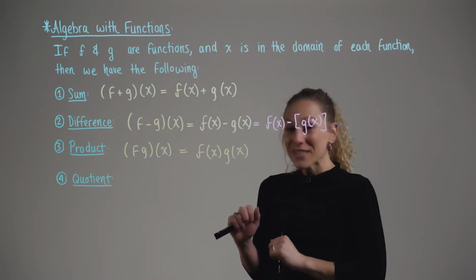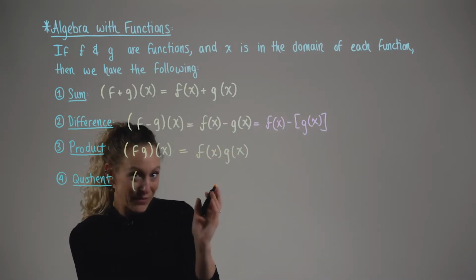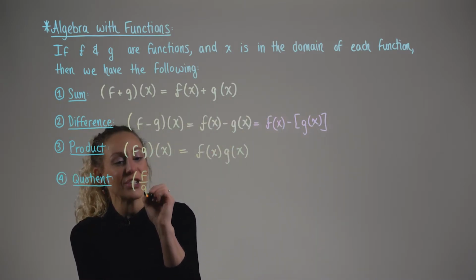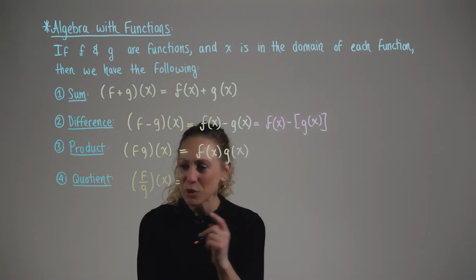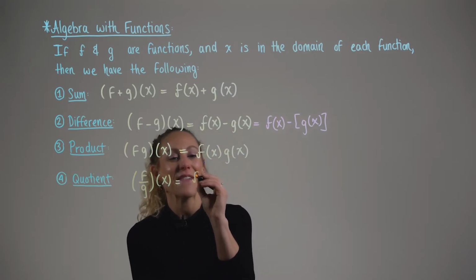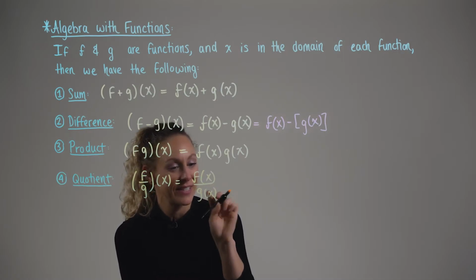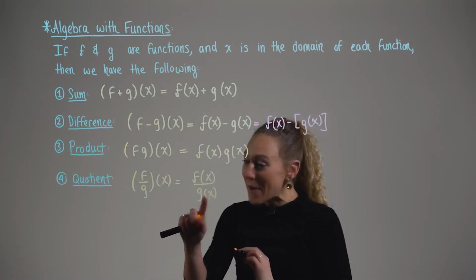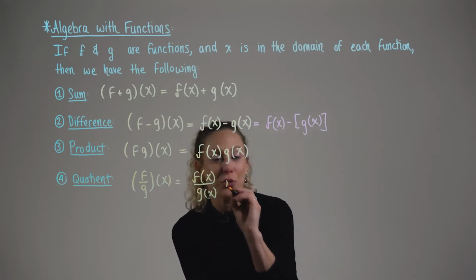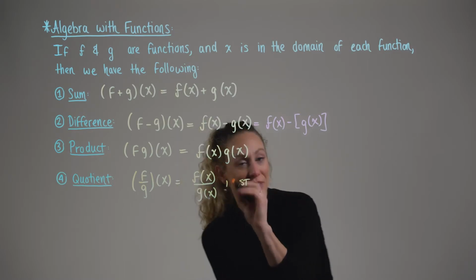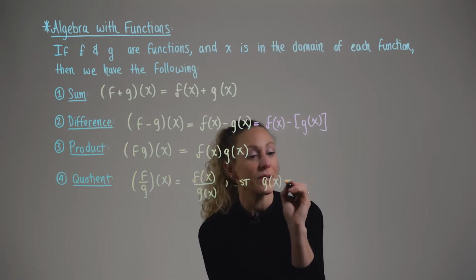And last but certainly not least, we have the quotient of functions. And we define this as (f/g)(x). And expanding this out to perform the calculation, we have f(x) all divided by g(x). And now, of course, we know that division by zero does not exist. So we need to add an additional note here, reminding us that the denominator, g(x), cannot be equal to 0.